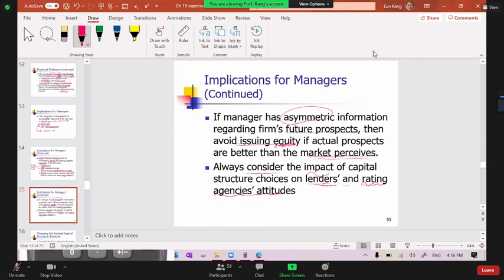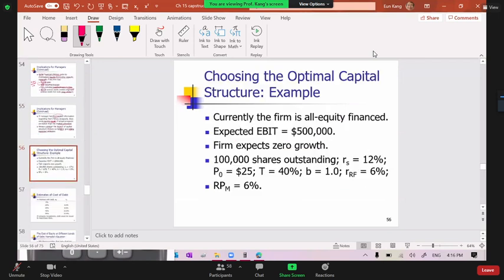So those are more like conceptual things, for you to understand what is involved in the capital structure decision, okay? But now, this one is very practical, okay? Real life application, how to actually choose the optimal capital structure, right?